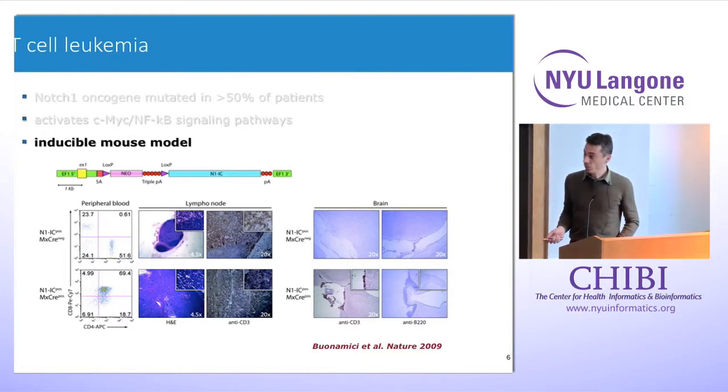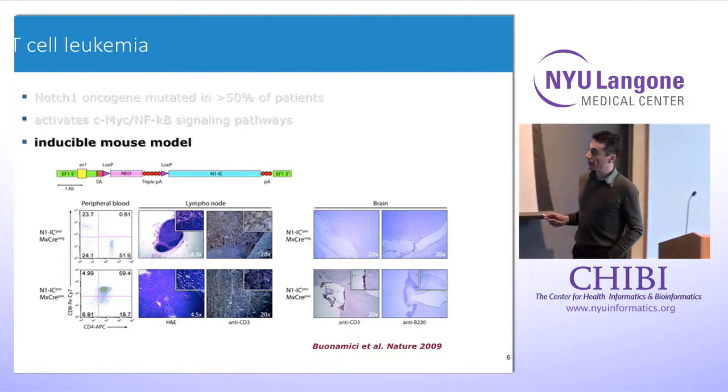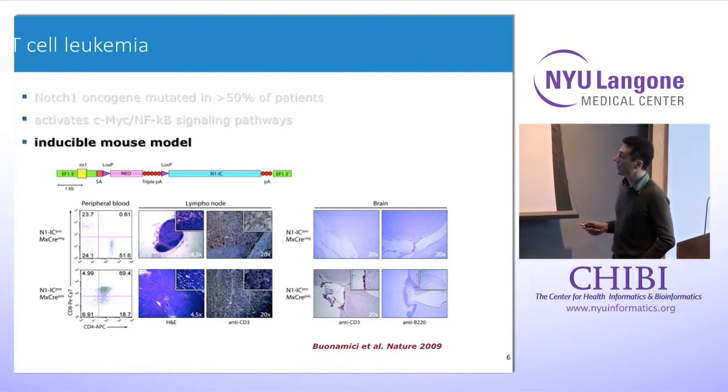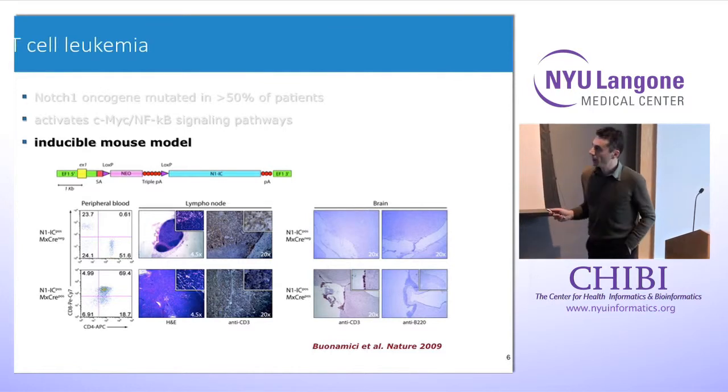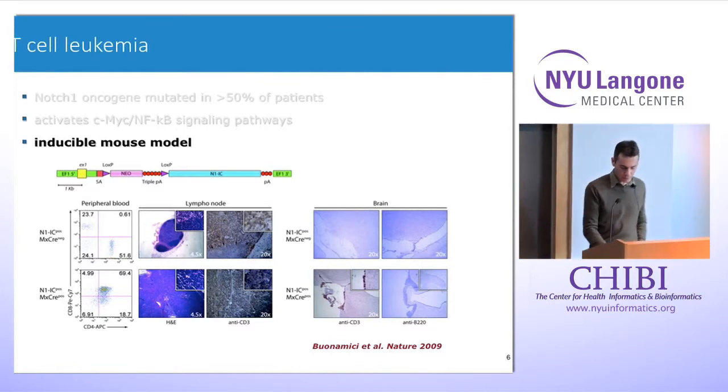As I said before, Dr. Ifandis' lab has an inducible mouse model where the intracellular part of Notch is inserted and is activated upon injection with tamoxifen, and then you can actually see disease progression, and I think within a few weeks, these mice get leukemia.